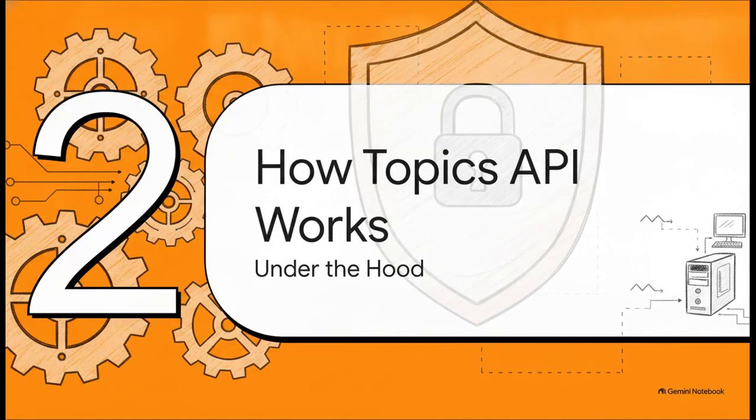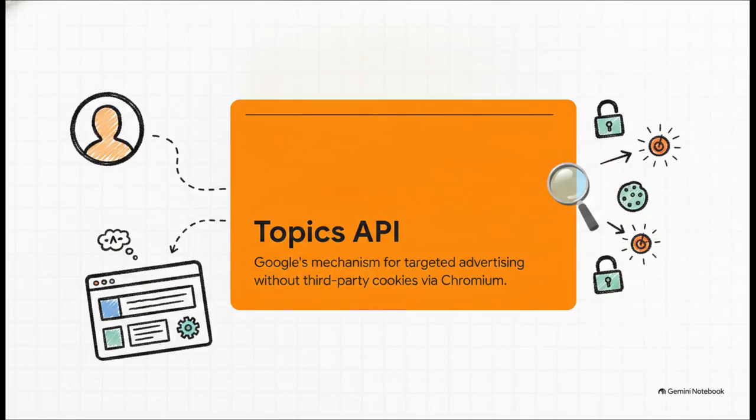Section 2. How the Topics API works, right under the hood. At its foundation, the Topics API is Google's mechanism for keeping targeted advertising alive without using third-party cookies. But the absolutely crucial takeaway here is where the processing happens. The API categorizes your weekly browsing history directly within the Chromium browser itself. Your browser is no longer just a passive tool fetching web pages. It's now actively doing the profiling.